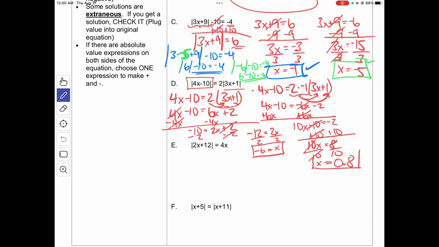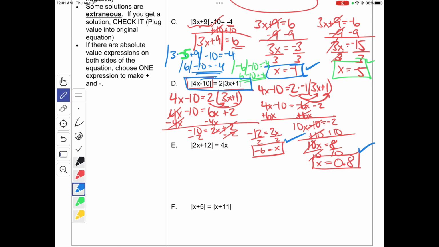I'm out of room here, but for right now, I'd love for you to pause the video and check to see that these are in fact both valid solutions when you plug them back into your calculator, back into the original equation, that you do, those are both valid solutions.